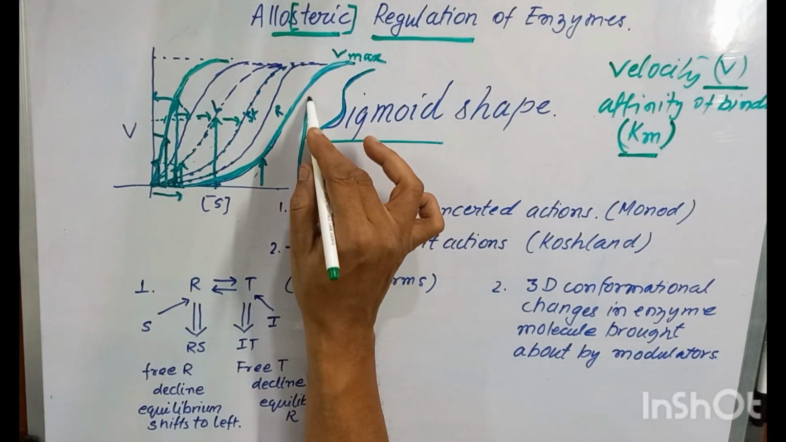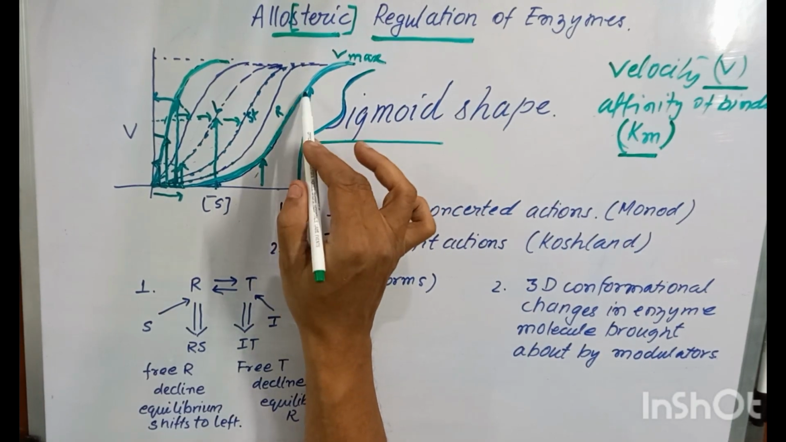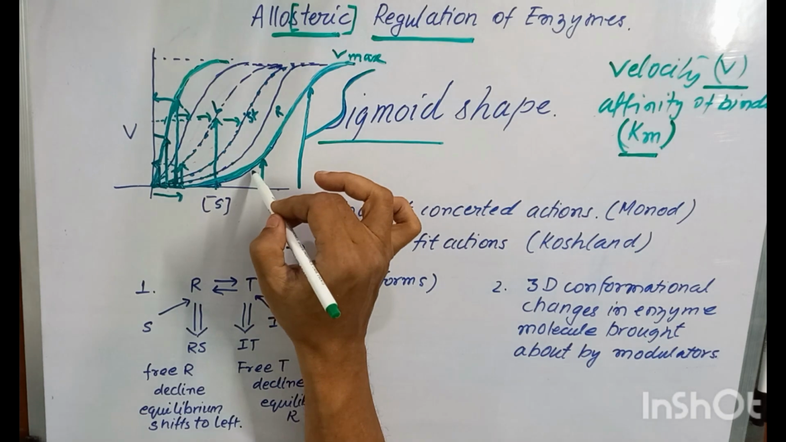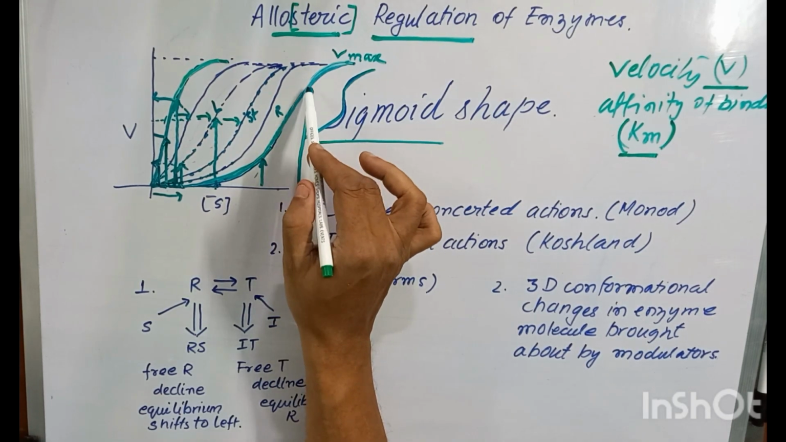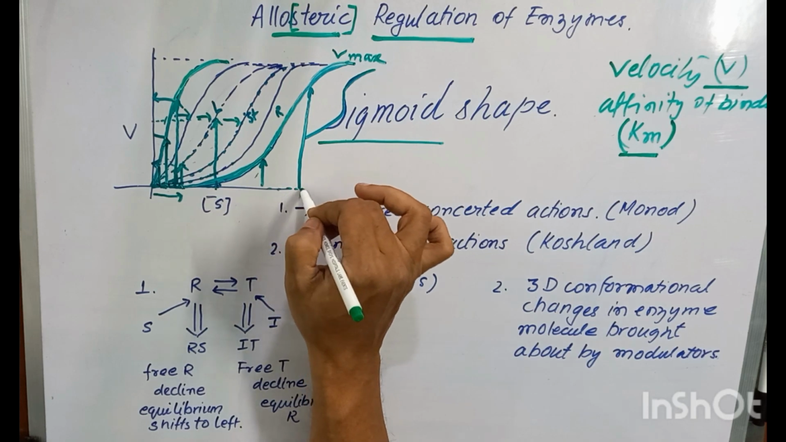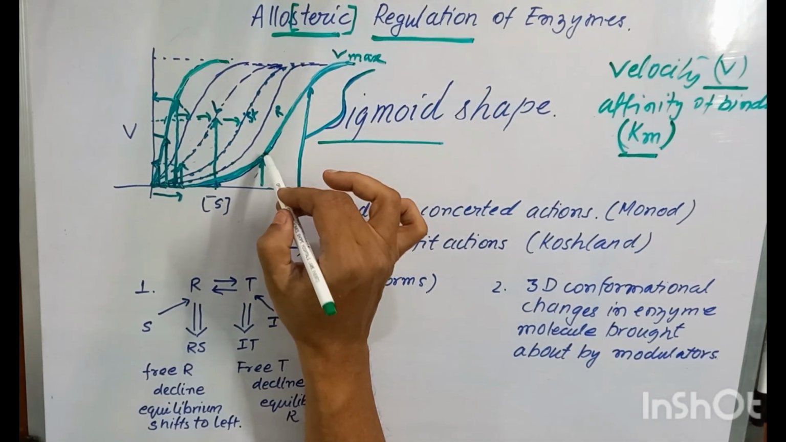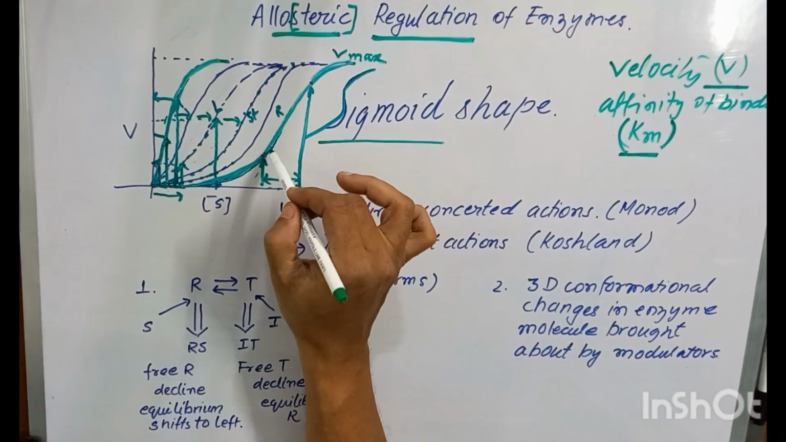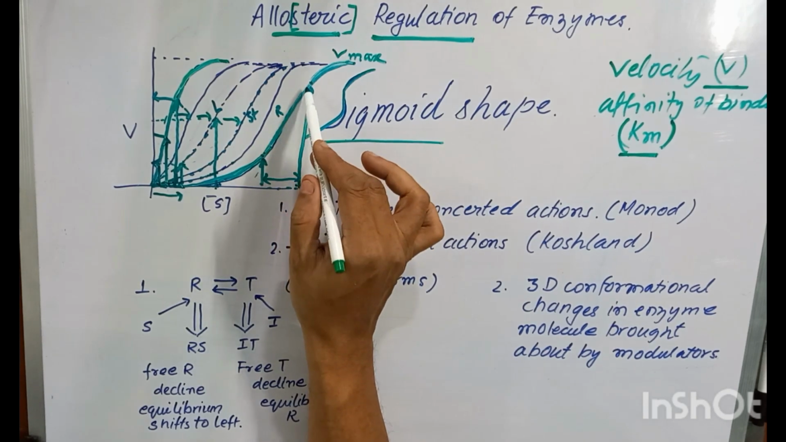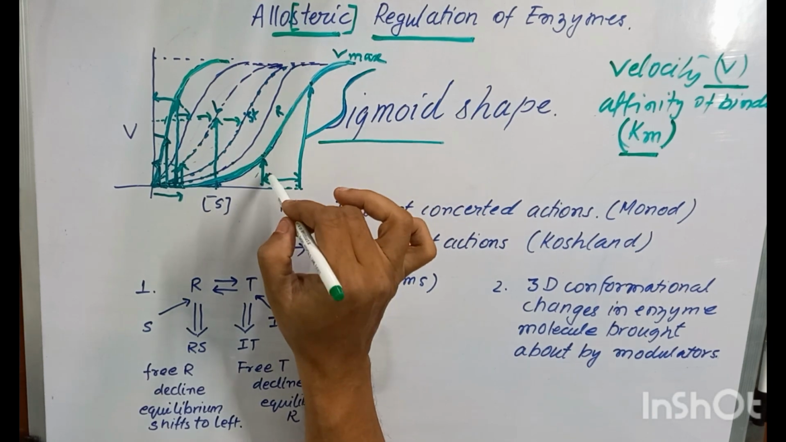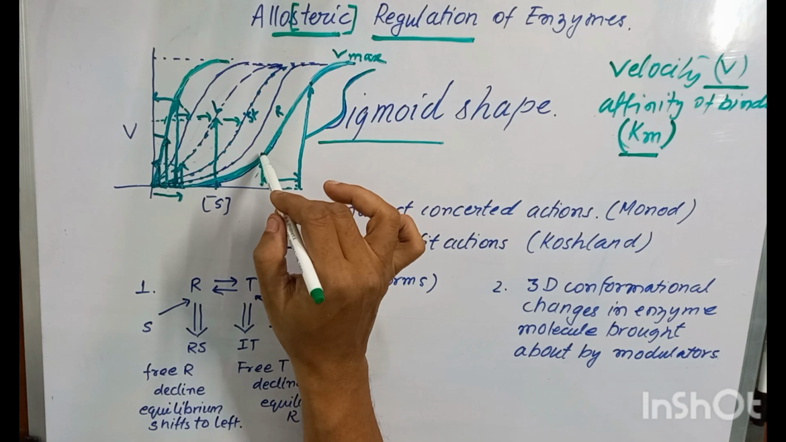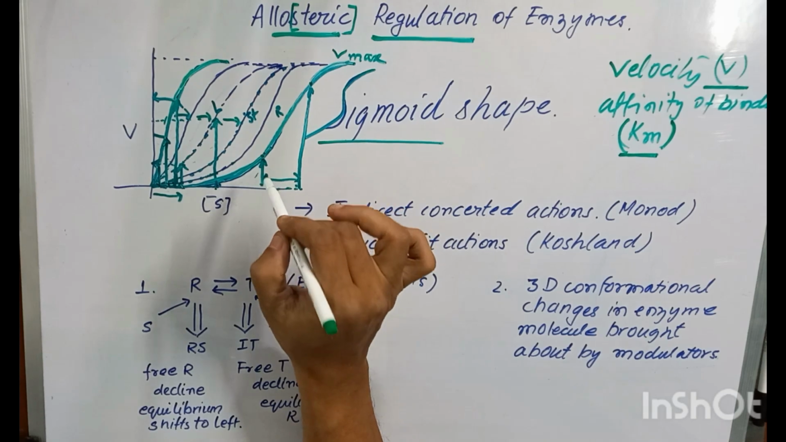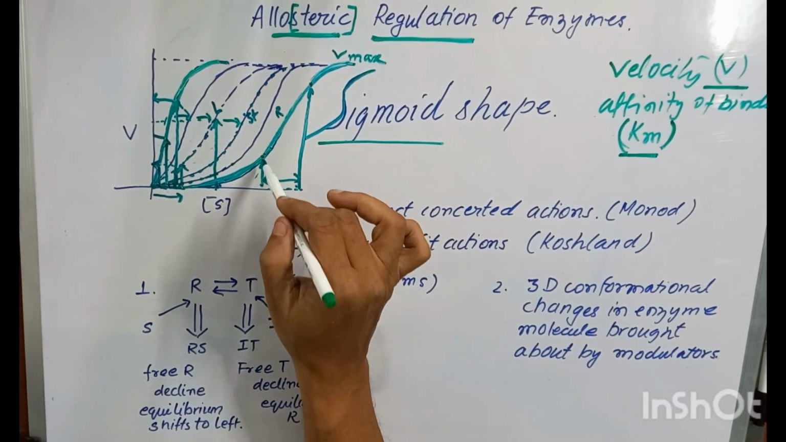From here to here is the steep portion, the climbing portion of the curve. This is the initial flat portion of the curve, and this is the climbing portion. This climbing portion is reached at a higher substrate concentration, say here. This means that the substrate has somehow influenced the enzyme to increase its velocity at a much higher pace, at a much higher rate.